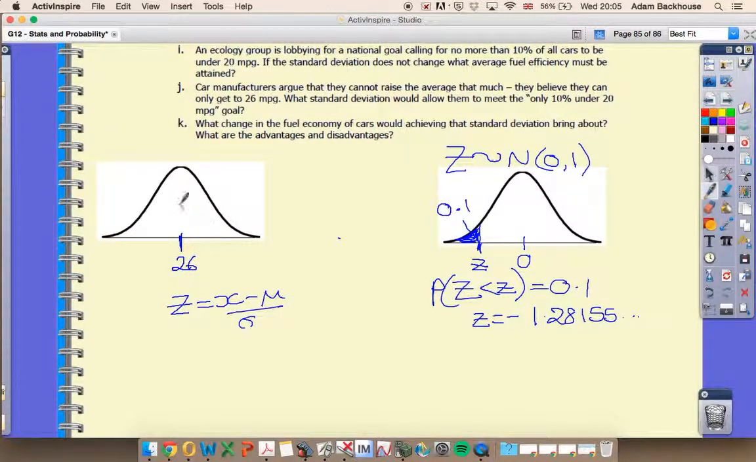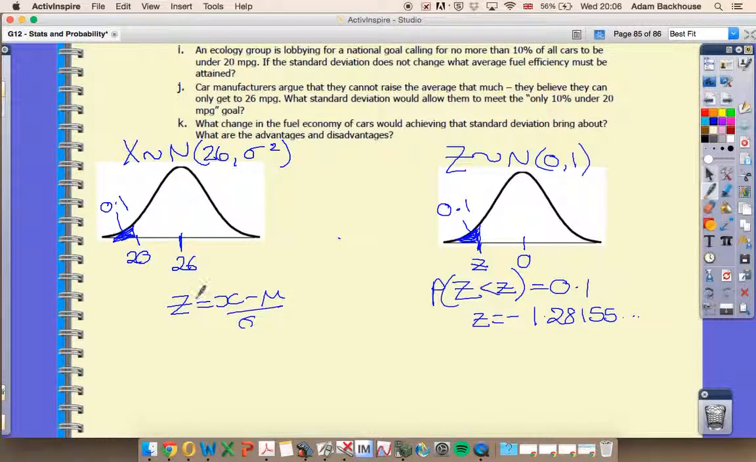We talked about the only two parameters that are controlling our normal distribution. They are the mean and the standard deviation. So if we're saying that the mean can only get to 26, we're going to have to change the standard deviation in order to get to this efficiency. So we still want to have 10% down here below 20 miles per gallon. This setup's very similar, we just have a new mean. Obviously, all of this information about Z is still the same. We've still got 0.1 as our area, so we're still talking about the same Z score.